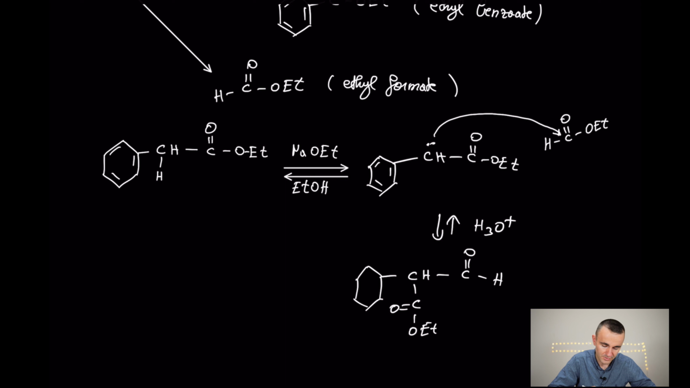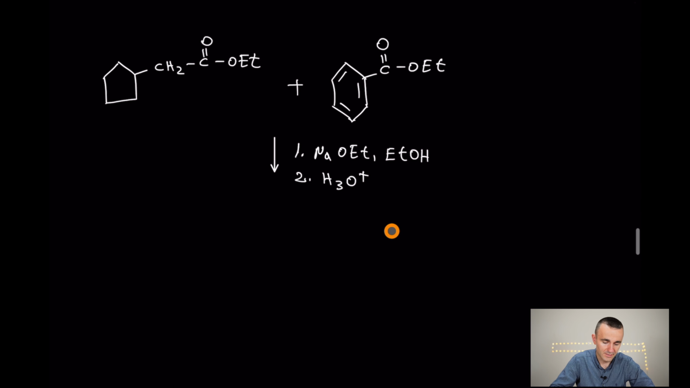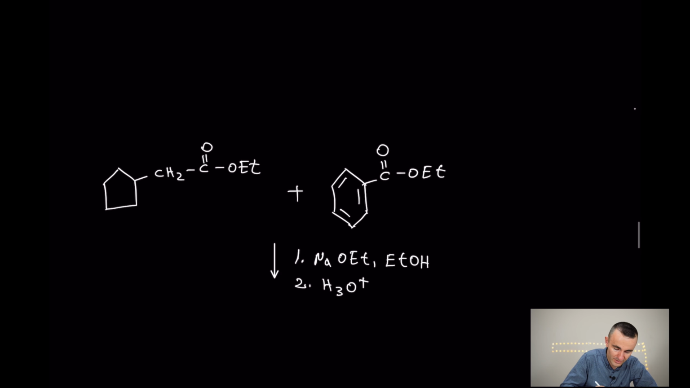H3O plus, because it requires also acidification at the end. Okay, let's move further. Now let's illustrate this exercise. Now you have one compound that has alpha hydrogens and one compound that doesn't have. In this case, it's ethyl benzoate. So let's write straight the product. What is going to be the product?